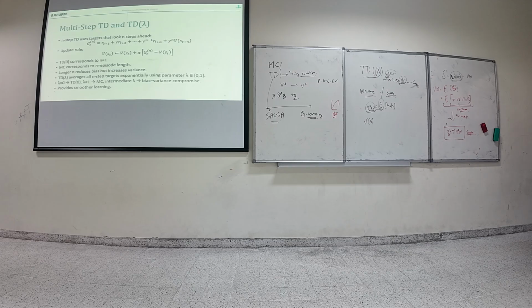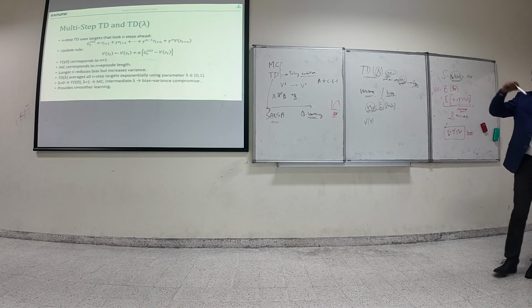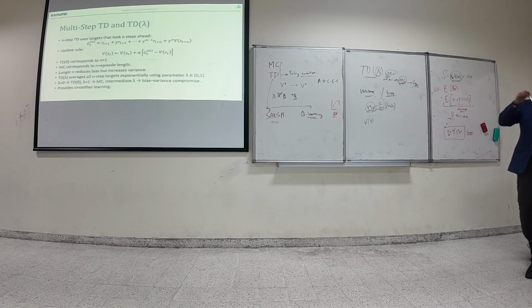Yes, I explained this already. You can have multi-step TD, and when the number of steps tends to infinity, you will get Monte Carlo. Anything in between, you balance the bias-variance trade-off accordingly.